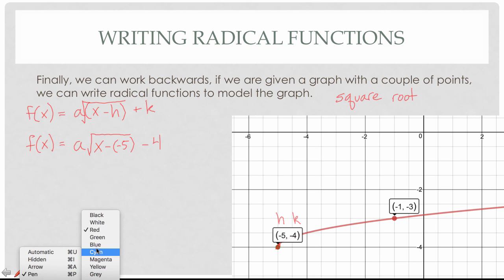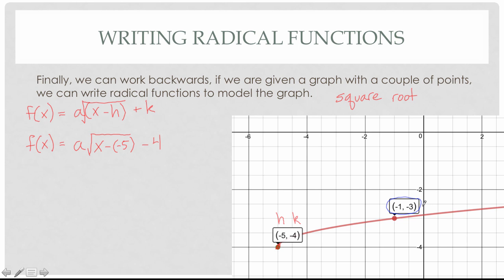To do that, we're going to use one of our other points. We're going to use the fact that when x is negative 1, y is negative 3. That's a function value. So we're going to put those into my function and solve for a. So now we've got negative 3. That's my function value. I'm going to solve for a. We have the square root of x is negative 1, so I'm going to put negative 1 in for x. Minus negative 5 just turns into plus 5, and then I still have a minus 4. Let's calculate this out. Negative 1 plus 5 is 4. Minus 4 times a equals negative 3.